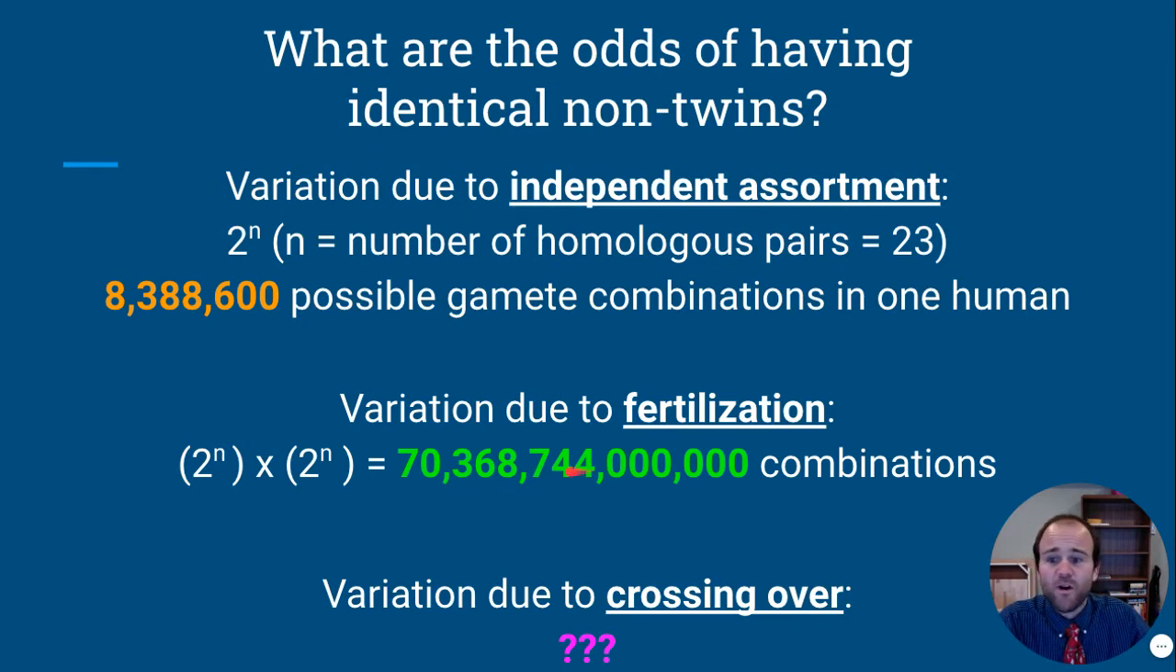So now we're at over 70 trillion combinations just as a result of independent assortment and fertilization. So unless you're planning on having 80 trillion kids, you're not going to have two that are the same. But even if you had 80 trillion kids, because of crossing over, you now have a near infinite amount of possibilities of what genes get switched, where they go. And so it's almost statistically impossible to have two kids who end up with the exact same DNA unless they are identical twins.